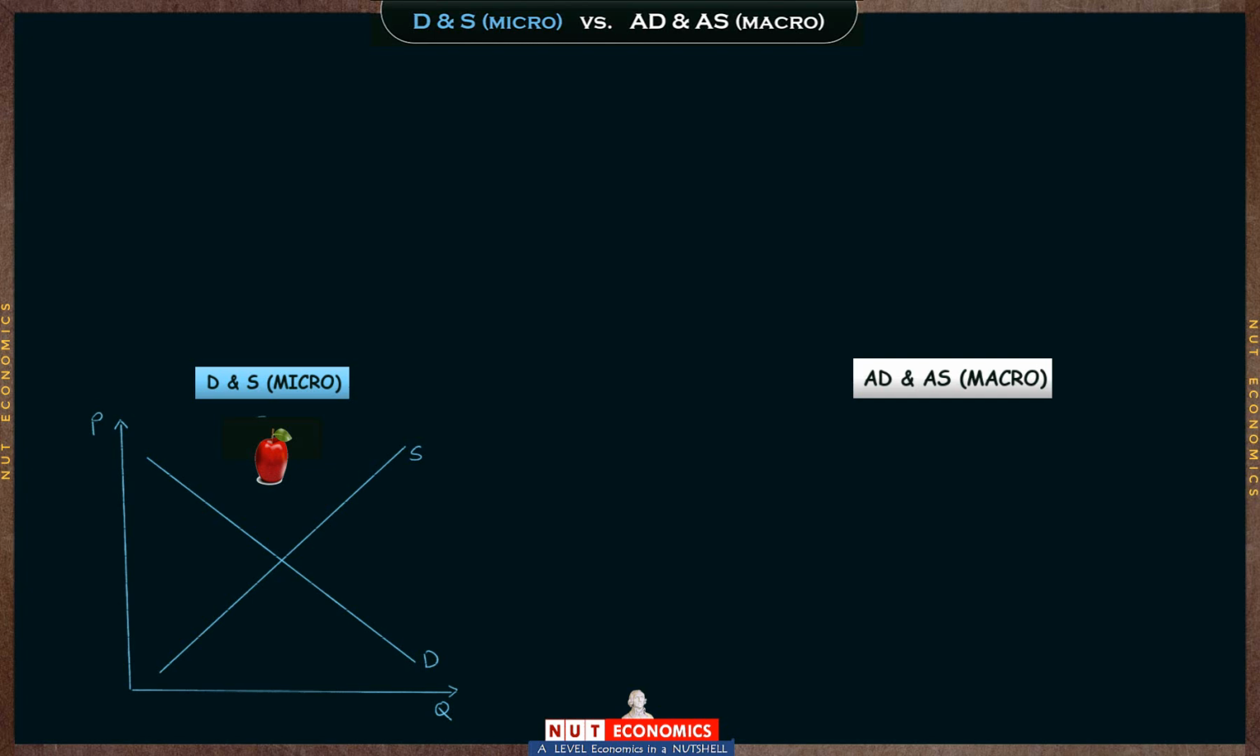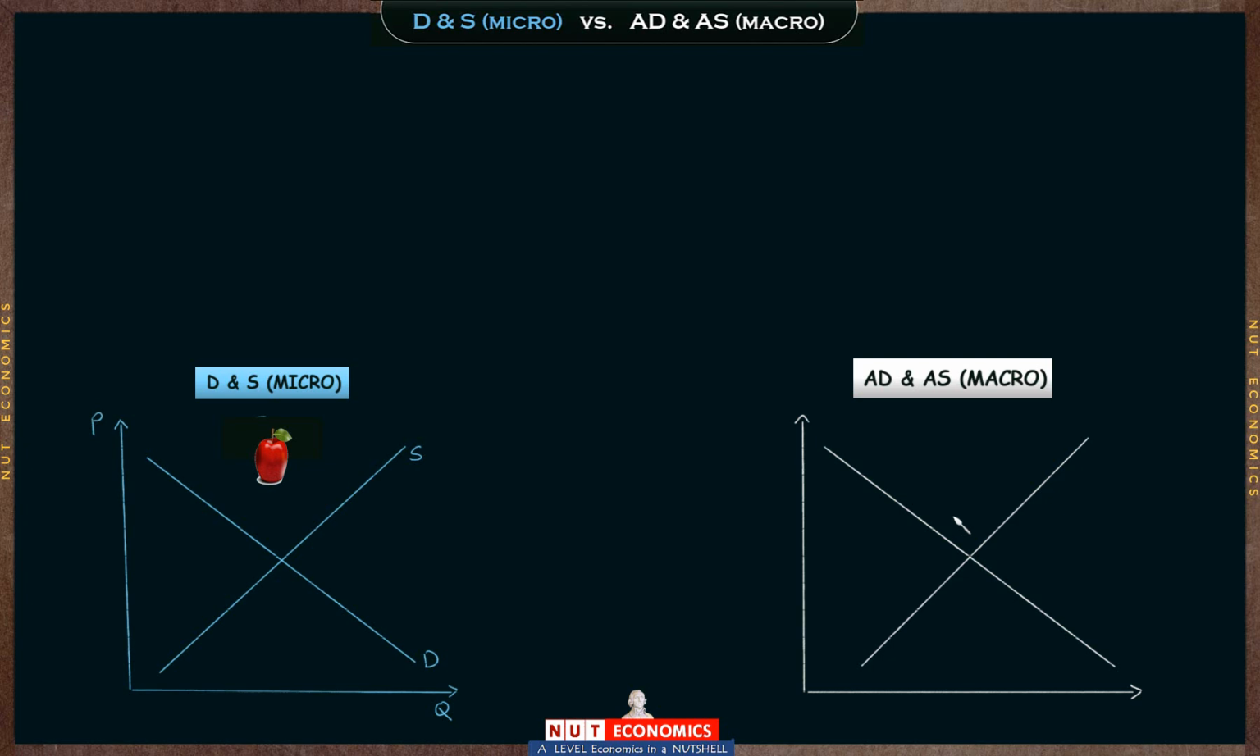And this macroeconomic version of this aggregate demand and aggregate supply model, it looks exactly the same. But the looks, they are always deceiving. Because this model of aggregate demand and aggregate supply that we are now going to build in a lot of detail, although it looks exactly the same, it tells us something entirely different.